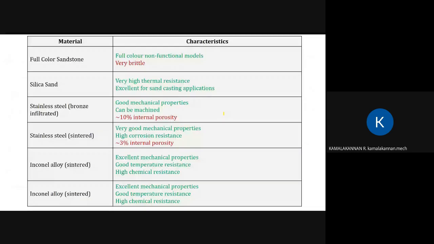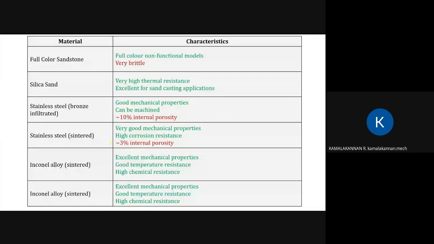Full color sandstone they can use, but the important thing is it will be in a brittle state, so it can be used for some showcasing material. Silica sand you can use for sand casting applications, and stainless steel has good mechanical properties, you can use it for anything, but the porosity will be up to 10%. If you go for stainless steel with sintering, the porosity will be reduced. So you can see the difference.